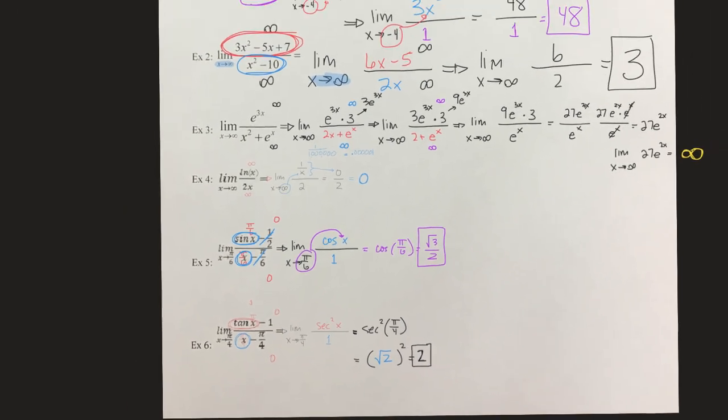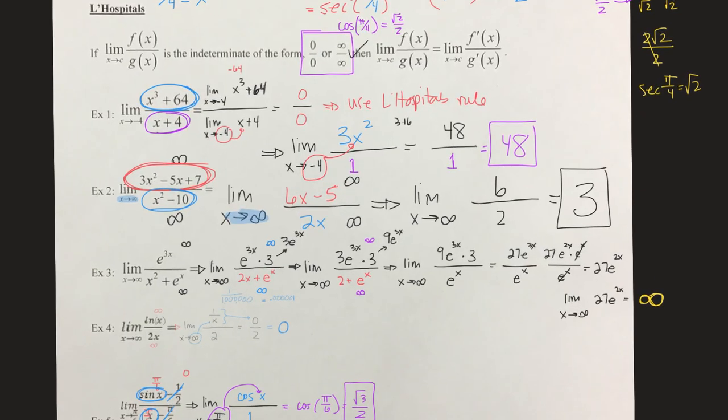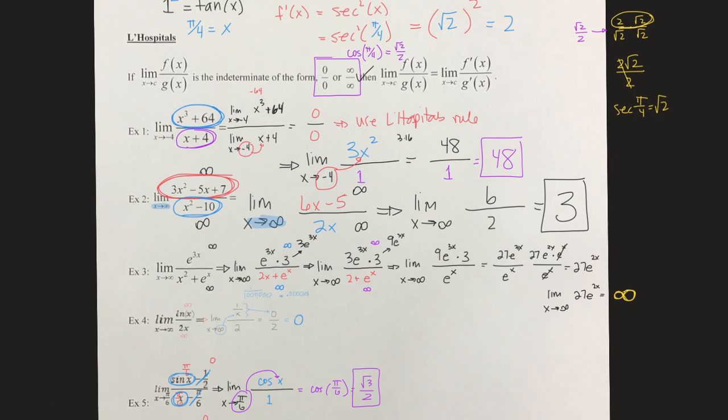Okay, so we have to have an indeterminate form before you can use L'Hopital's rule. Okay, so always check to make sure we get 0 over 0 or infinity over infinity before we take the derivative and proceed. Okay, good job.